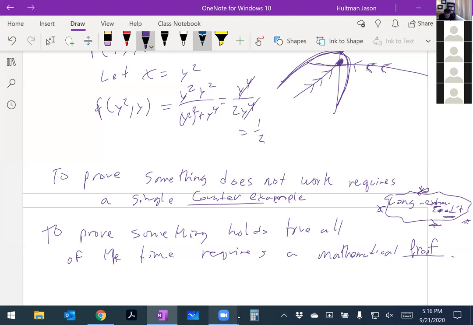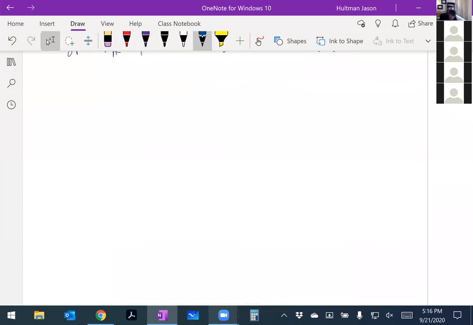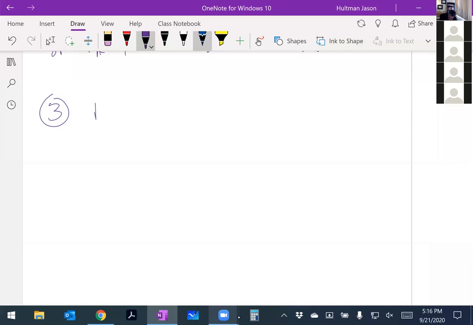So let's look at the next one here. Okay, number 3, find the limit as (x, y) goes to (0, 0) of 3x squared y over x squared plus y squared, if it exists.